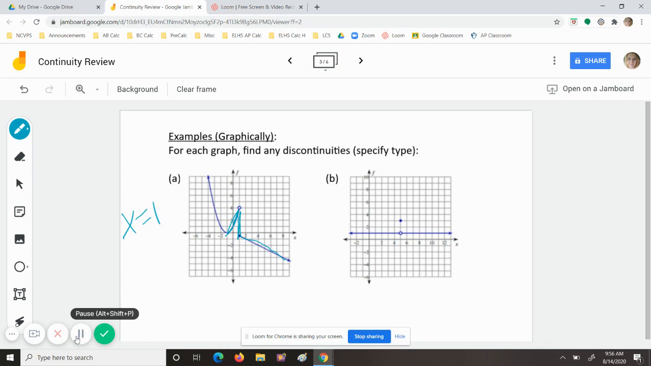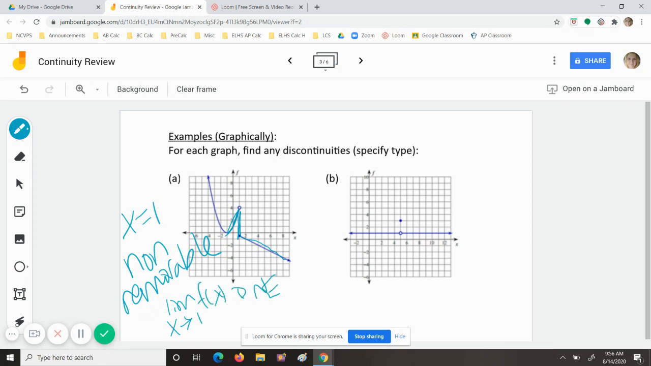And so this is going to be non-removable. Okay. Also, a lot of times with discontinuity, we have to tell why something doesn't exist, or why something is not continuous. The reason that this function is not continuous at x equals 1, we do have a defined point. So the first condition is met, but the limit doesn't exist. So the reason that we're not continuous would be because the limit as x approaches 1 of the function does not exist. Okay. Let me change up color here.